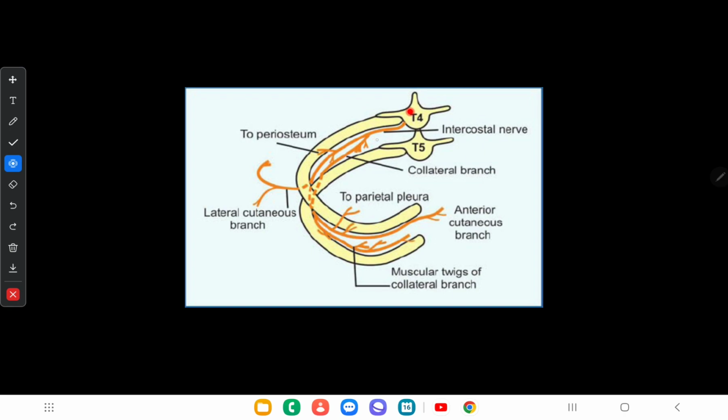Each nerve then passes below the neck of the numerically corresponding rib. Here is the numerically corresponding rib, and then it goes below it and enters into the costal groove or subcostal groove. From my previous video, the anatomy of ribs, you have learned what the subcostal groove or costal groove in a rib is. So this neurovascular bundle lies in this costal groove or subcostal groove in a rib.